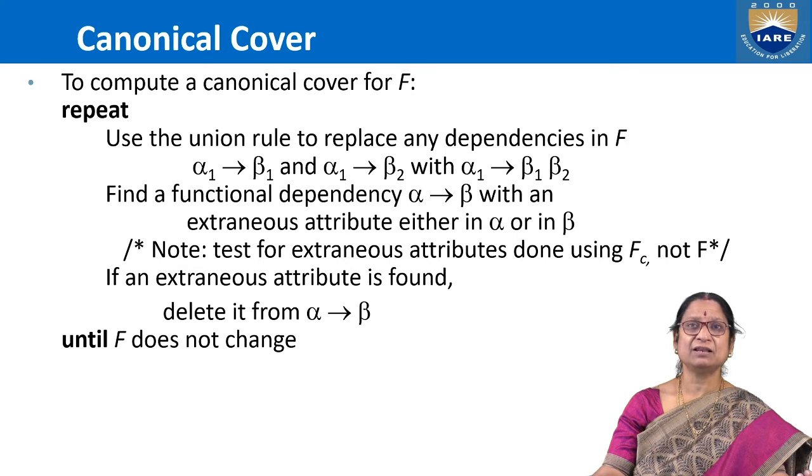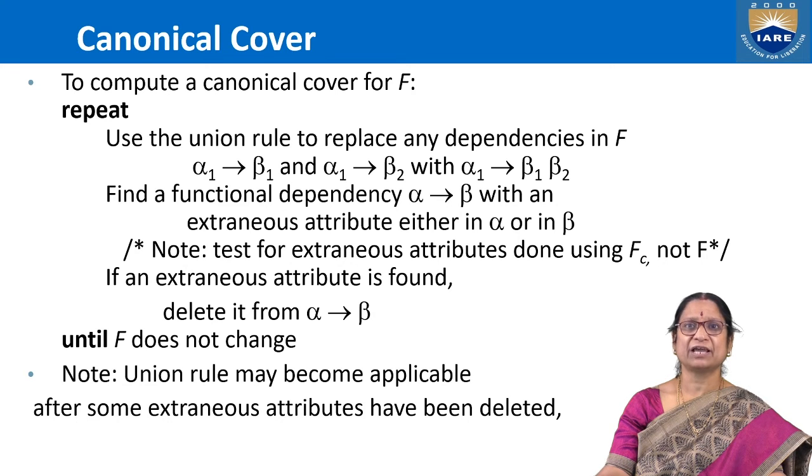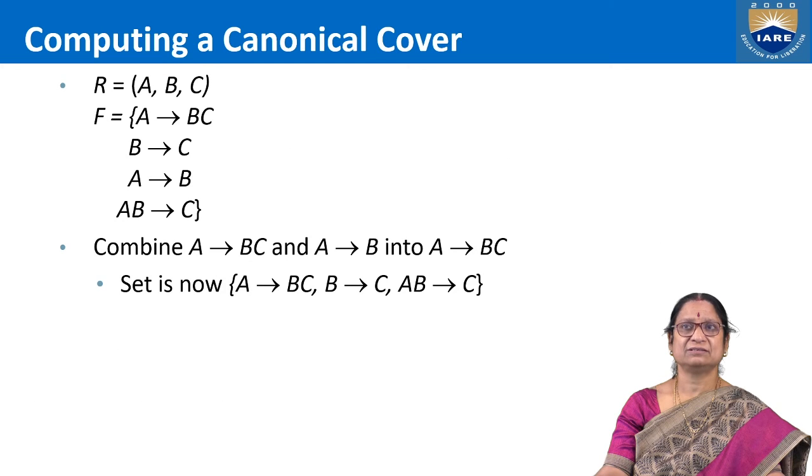That is the minimal irreducible set of FDs in our F, which is very much useful to us in our normalization process to make our relation in good design form. So the union rule may become applicable most of the time, and after some extraneous attributes have been deleted, it has to be reapplied. The necessity will be there actually.